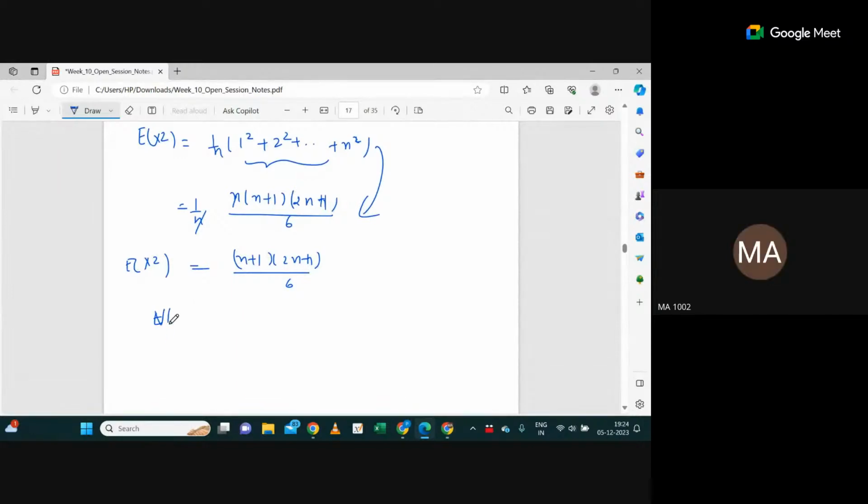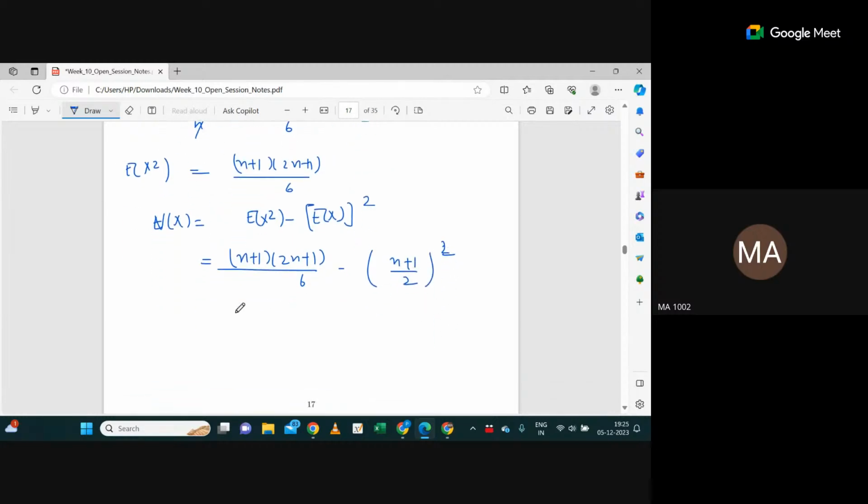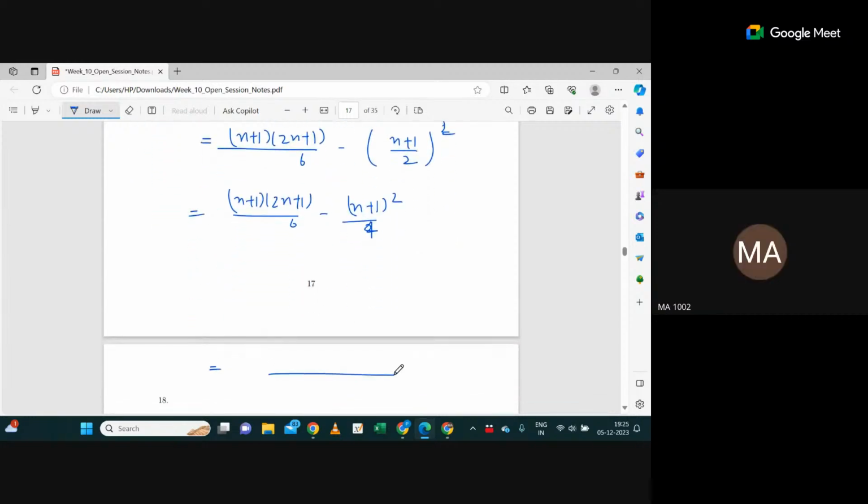So what is the variance of x, if you see? It's the expectation of x square minus expectation of x whole square, right? So you have to do n plus 1, 2n plus 1 divided by 6 minus expectation of x whole square, that is n plus 1 divided by 2 whole square, right? Now, I can simply do n plus 1, 2n plus 1 divided by 6 minus n plus 1 whole square divided by 4, right? What will be the LCM for this case?